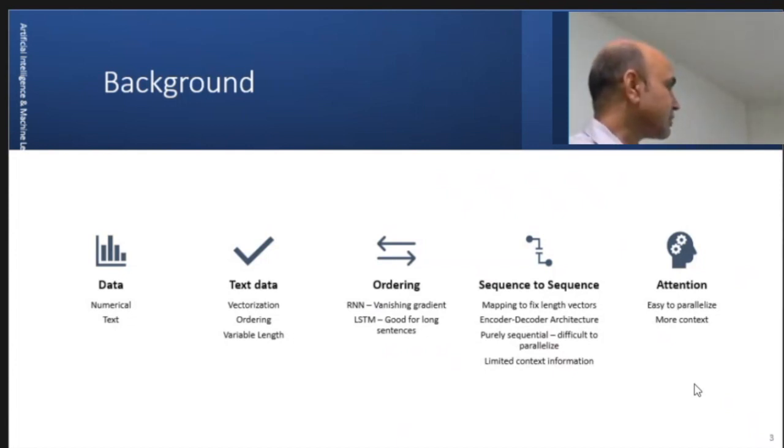Then I talked about ordering in text or in sentences. The ordering of words matters. There is a sequence. And the second thing was that sentences can be of variable length. So these two requirements motivated us to consider recurrent neural networks for machine learning, because recurrent neural networks have memory and they can deal with variable length sentences. But then there was an issue of vanishing gradients.